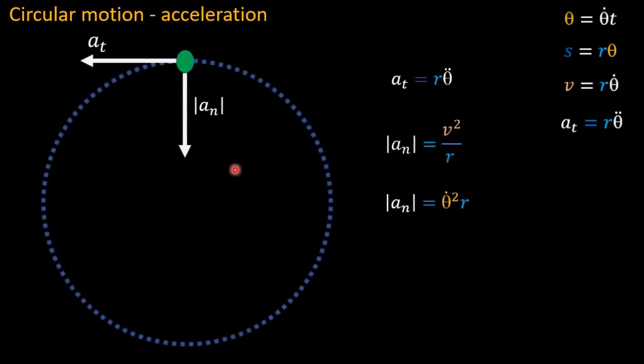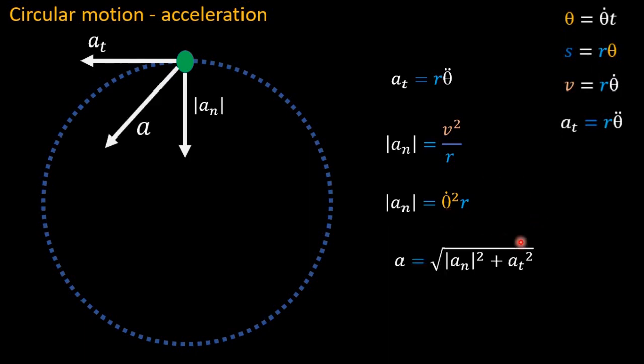Not forgetting that we also have the tangential acceleration, which is acting tangent to the path that the particle is moving along. The tangential acceleration is equal to r times theta double dot, where theta double dot is the angular acceleration, in radians per second squared. We can write the centripetal acceleration as v squared over r, or as theta dot squared times r, where theta dot is the angular velocity.